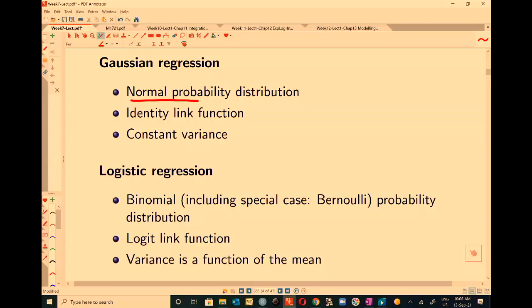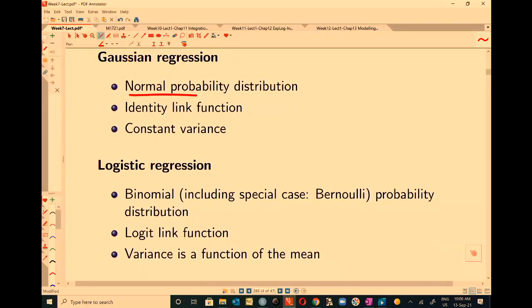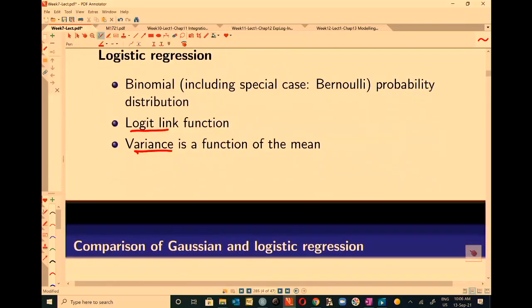Whereas for the logistic regression, we now have a binomial case. It's a logistic link function, and the variance isn't constant. It depends on the mean itself. For the normal distribution, the mean and variance are entirely unrelated, or they should be unrelated. That's the assumption. So these things are different here.